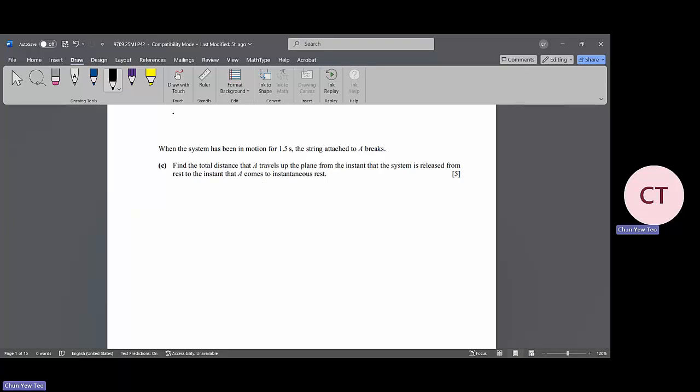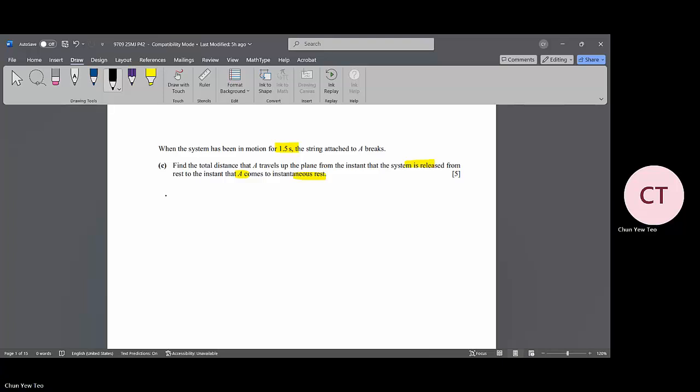When the system has been in motion for 1.5 seconds, the string attached to A breaks. We want the total distance that A travels up the plane from the instant that the system is released from rest to the instant that A comes to instantaneous rest. So we have 2 stages to calculate over here. Stage 1 is when the string still has tension, that means before the string attached to A breaks, and then after the string breaks.